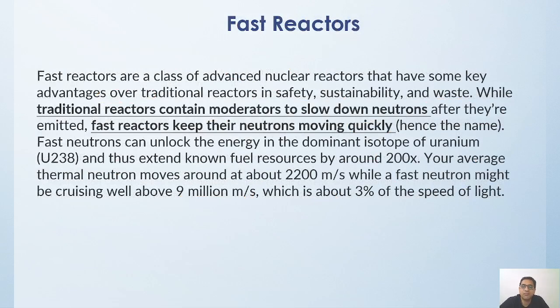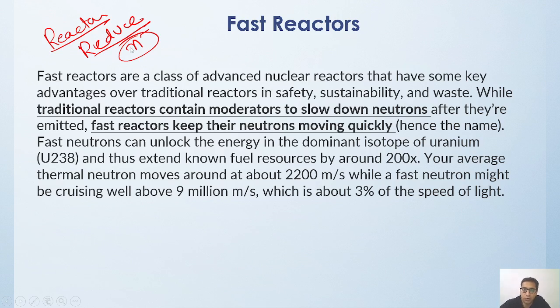Then we come to the fast reactor. What are these fast reactors? What is the role of fast? Right now, in the reactors that we are discussing here, we are trying to reduce the speed of neutrons with the help of a moderator. But in the fast reactor, we keep the neutrons moving quickly. A fast reactor keeps its neutrons moving quickly. That is why it is named the fast breeder reactor, okay.